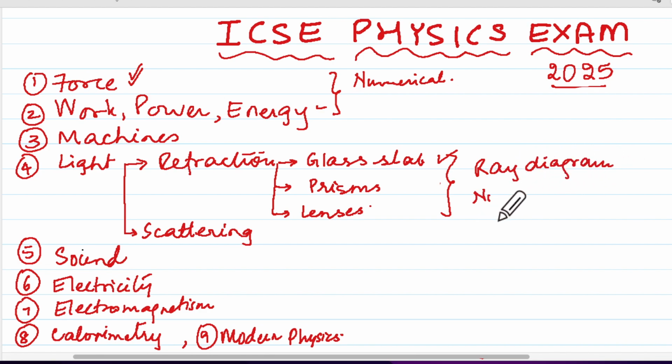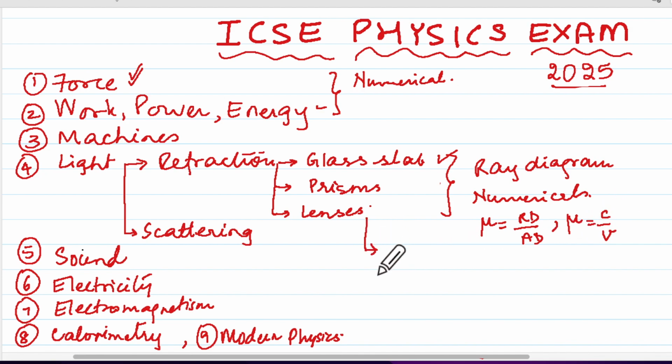They will also be simple numericals, and in simple numericals you will have the calculations of mu connected with real depth and apparent depth. So you need to know these formulas. Mu is equal to real depth upon apparent depth. Also mu is equal to c upon v. You need to know how this works and how to apply them in the formulas.